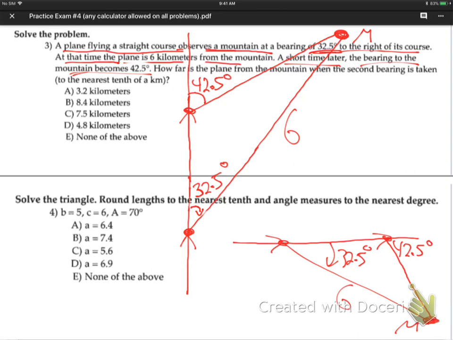They want to know how far he is away from the mountain. Yeah, that last sentence has the question, huh? How far is the plane from the mountain at the second bearing? In other words, X there, or X here on my other diagram. Right? They want to know that side of the triangle. How far is he from the mountain?